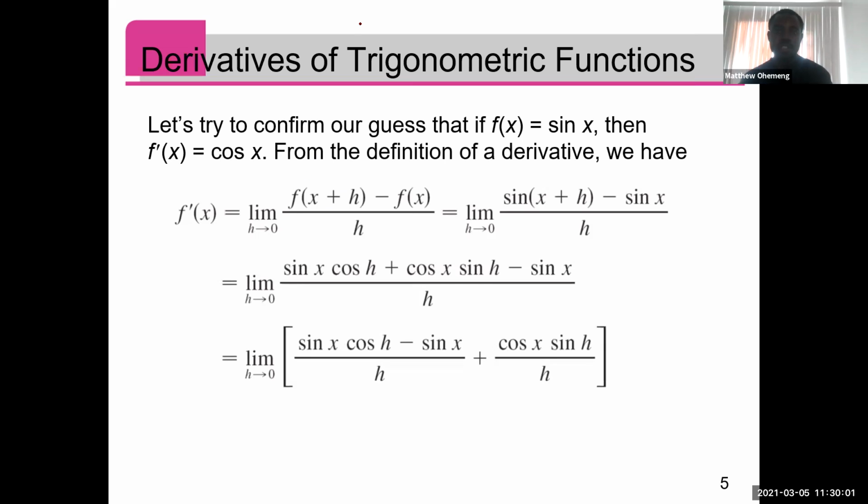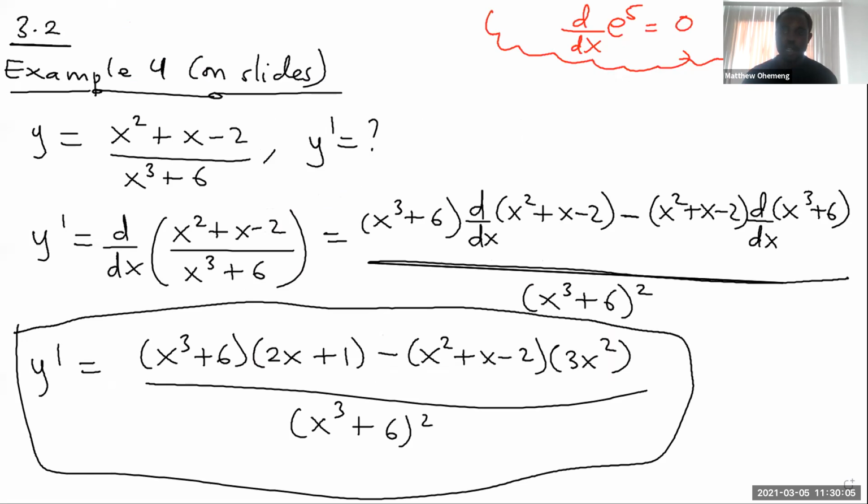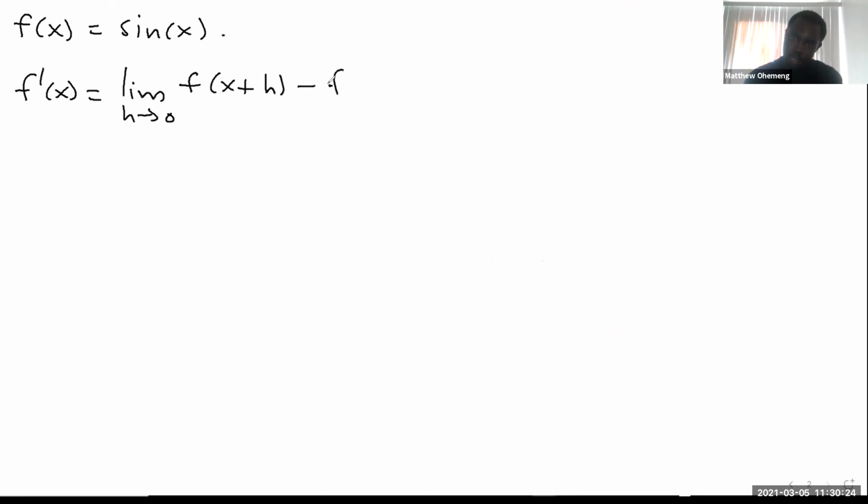Let me do that on the whiteboard. The solution is here, but let's do it on the whiteboard so that at least we practice something. So we have f of x equal to what? Sine of x, right? So we need f prime. What's f prime of x? Well, f prime of x is the limit as h approaches 0 of f of x plus h minus f of x all over h.